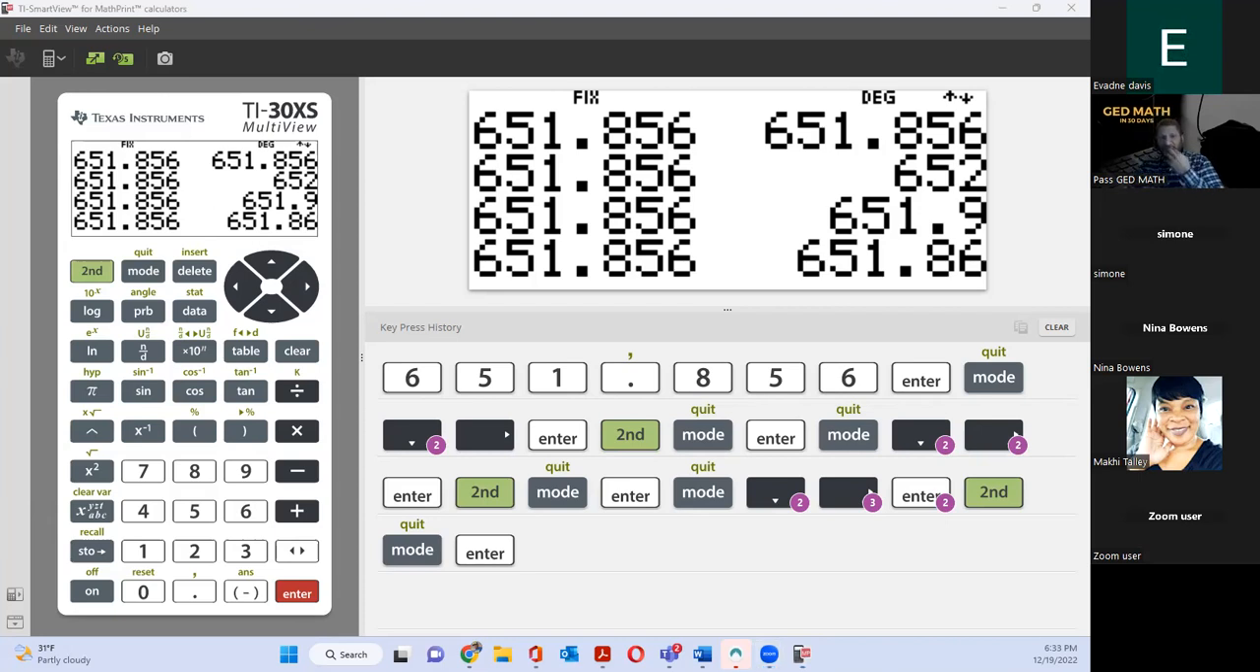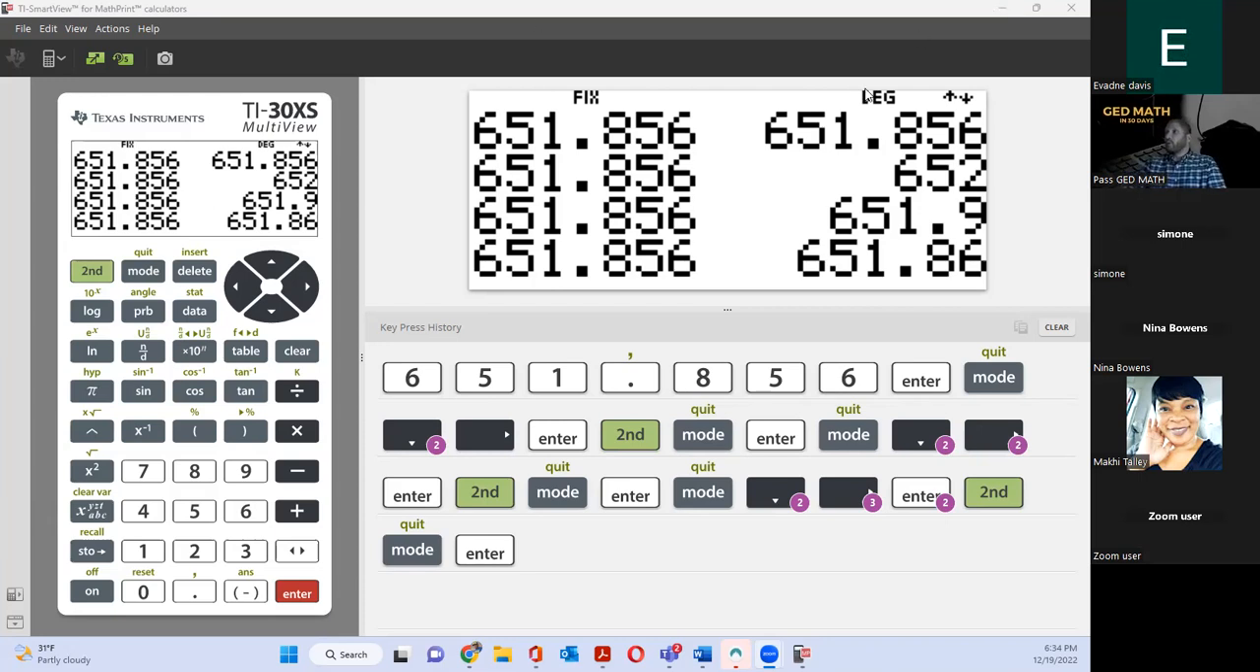So that's what I want you to understand. Again, is that a substitute for learning how to do it? No. I want you to learn how to do it conceptually. Once you understand it, use that calculator to increase your accuracy and increase your speed.